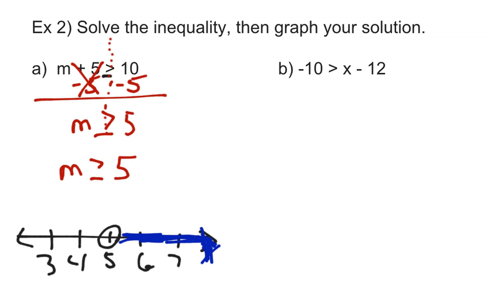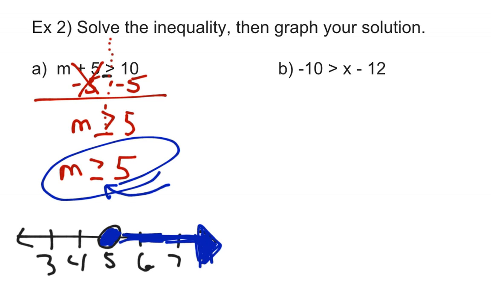It's kind of a bad shade job there. Fill in the arrow. Okay, and then because we see this or equal to, that means m can be greater than 5 or it can actually equal 5. And because 5 can be equal to it, we fill in the circle, and then there's our final answer. So I want you to make sure you circle this answer, okay, and then you're going to graph your solution. Okay, part B, pause it, try it on your own.